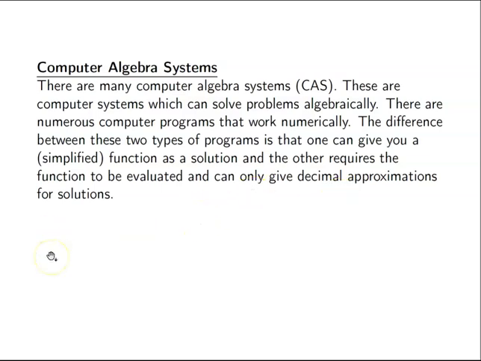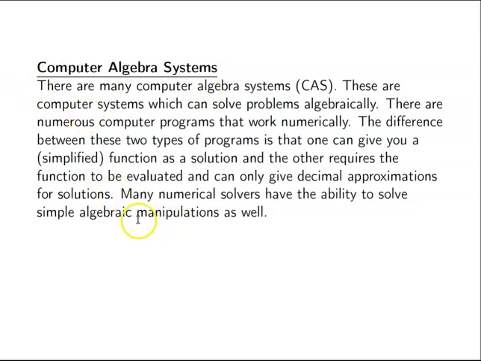So there are numerical computer algebra systems, and then there are standard computer algebra systems, which you might call object oriented. Many numerical solvers have the ability to do simple algebraic manipulations as well. A lot of people like to use numerical solvers, especially engineers and physicists, because it does everything they need, and it can be within whatever tolerance they need. Mathematicians will generally look at computer algebra systems that can do algebraic manipulations on objects.